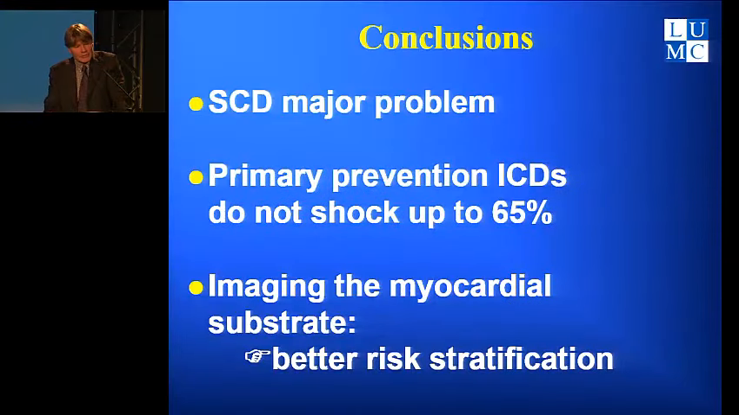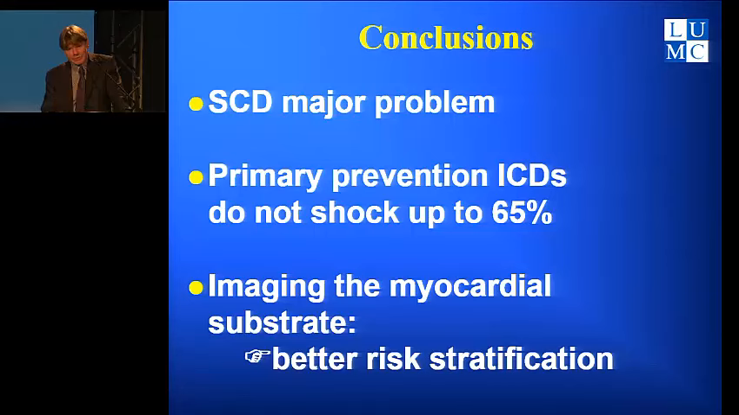Based on what I have shown to you, I think sudden cardiac death is a problem. On the one hand, we have patients with a low EF, where we probably implant too many ICDs. On the other hand, we have patients with a preserved EF, where we don't implant many ICDs at all. If we could better target the patients that would benefit from an ICD, it would be a big step forward. Primary prevention ICDs, as I showed from the MADIT trial itself, do not shock up to 65%.